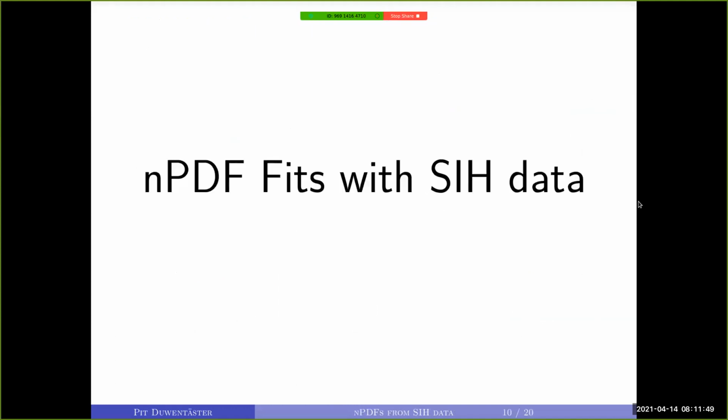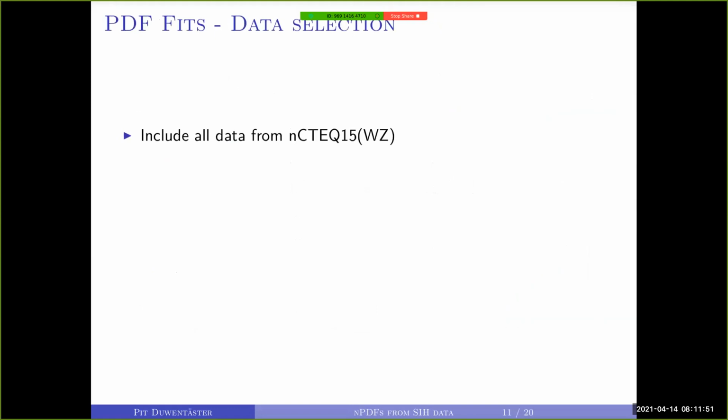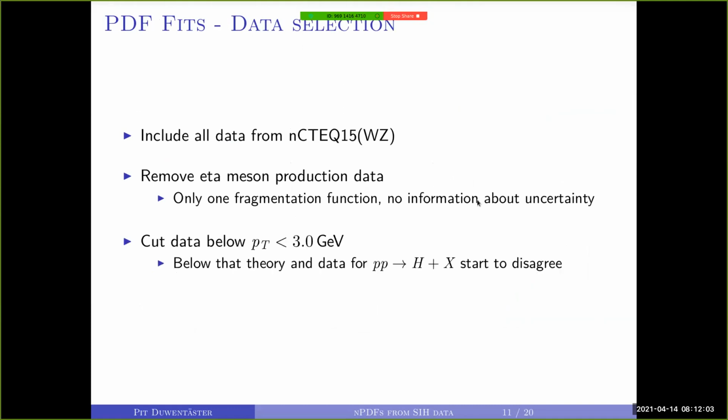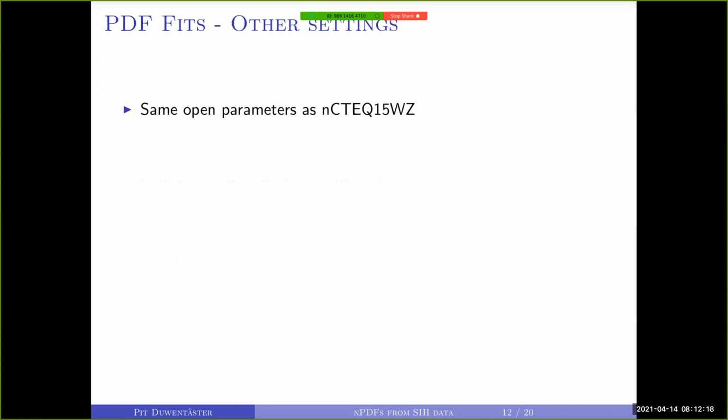We include all the same data as in nCTEQ15 and nCTEQ15WZ. We repeat each fit twice. And we remove the eta meson production data for the reason I just mentioned. We cut the data below pT smaller than 3 GeV. As mentioned, we can't describe the proton-proton case, so we aren't sure that we can describe the ratios. Then other settings are basically the same as nCTEQ15WZ.